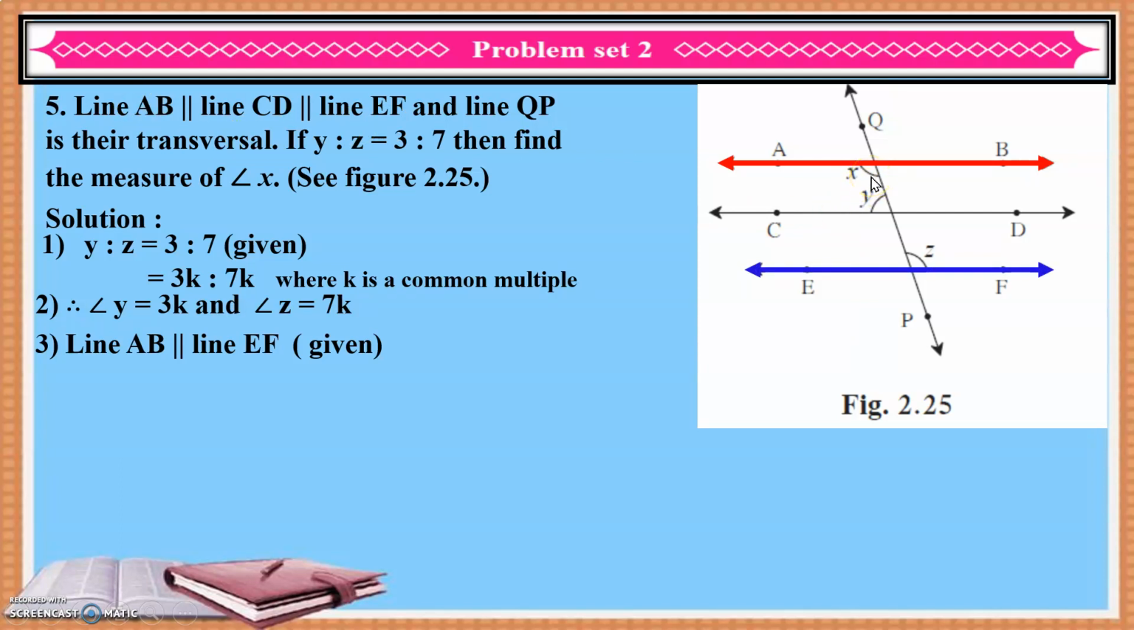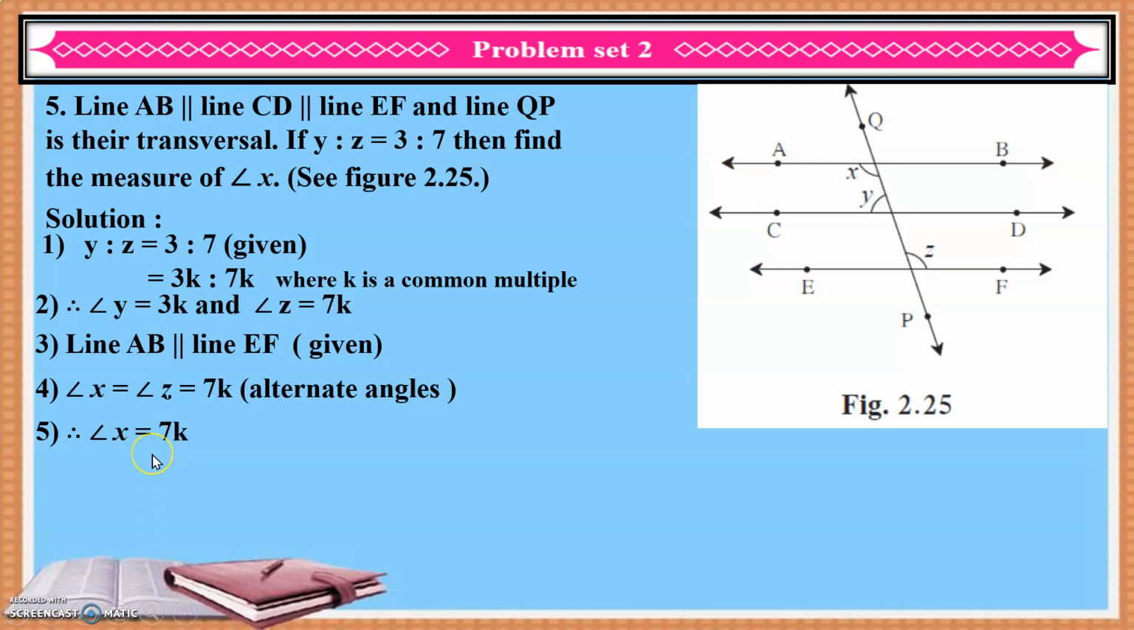So that means angle X and angle Z will be congruent because they are alternate angles. So I'll write the next statement, that is angle Z will be equal to angle X, angle Z equal to 7K, alternate angles. As Z is 7K, X is also 7K.